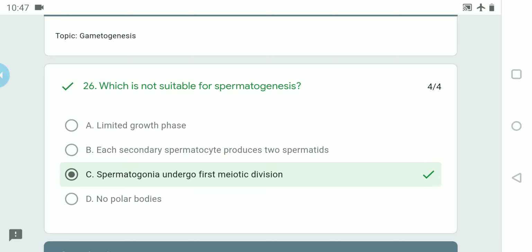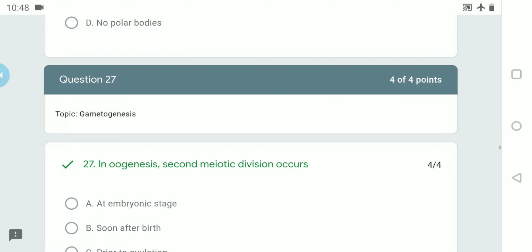But here, what they have given in the option, why is it not suitable? Directly they have given that spermatogonia undergo first meiotic division. The spermatogonia does not directly undergo meiotic division; it undergoes mitotic division. Then the primary spermatocyte undergoes first meiotic division. That's why this option is not suitable for spermatogenesis. Is it clear?